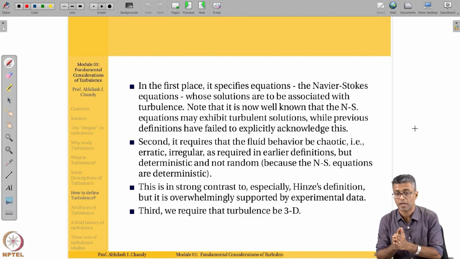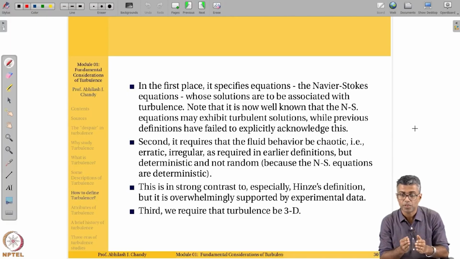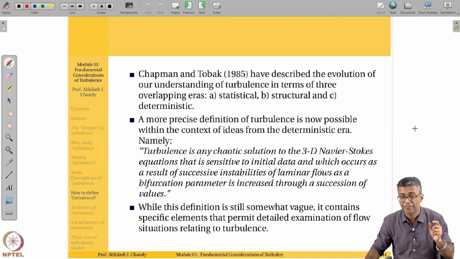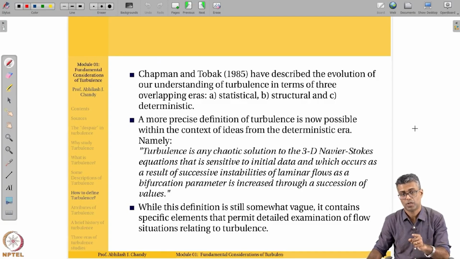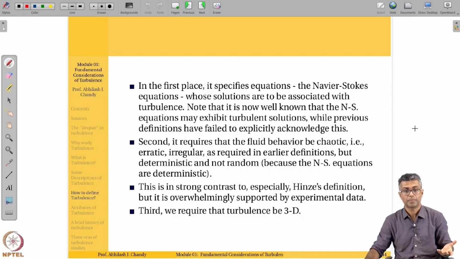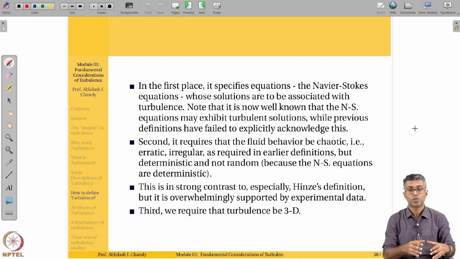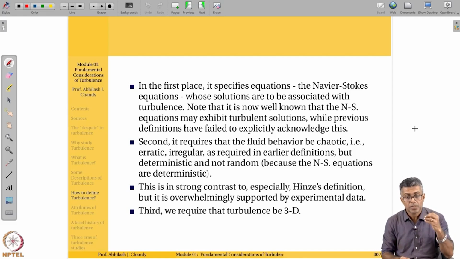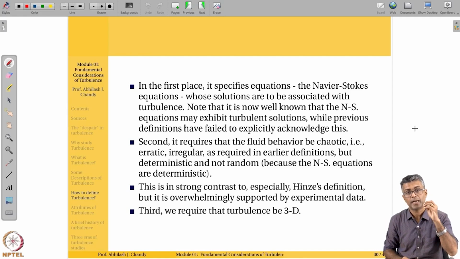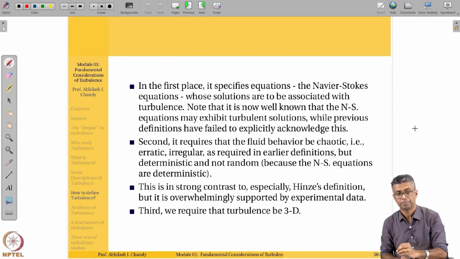It is deterministic and not random. How do we know it is deterministic? Even though the definition does not use the word deterministic, the fact that it is using the Navier-Stokes equations means it is deterministic, because the Navier-Stokes equations are deterministic, correct? They're not random. There's no random component in the Navier-Stokes equations. So in that sense, we are acknowledging that they are deterministic and not random.